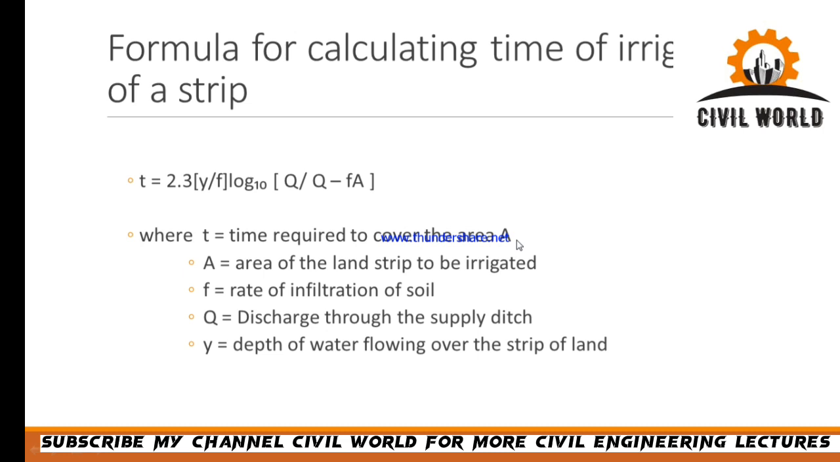T is the time required to cover the area A. Area is the area of the land or strip that is to be irrigated, and F is the rate of infiltration of the soil that the land is made of. Q is the discharge through the supply ditch, the main ditch from where the water is coming, its discharge. Y is the depth of the water flowing over the strip of the land, that is, how much water will be flowing over the strip of the land approximately.